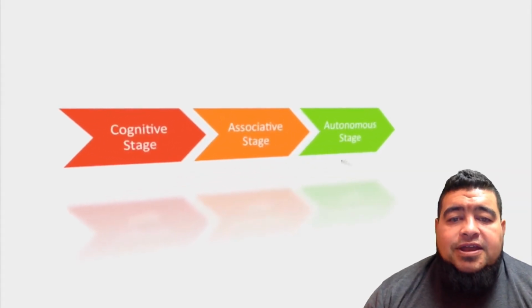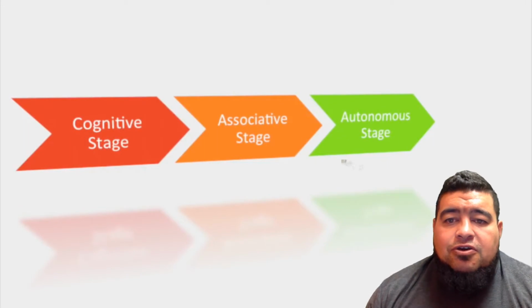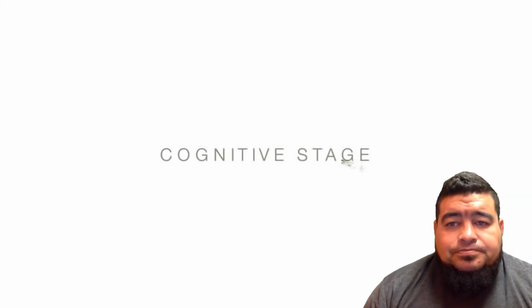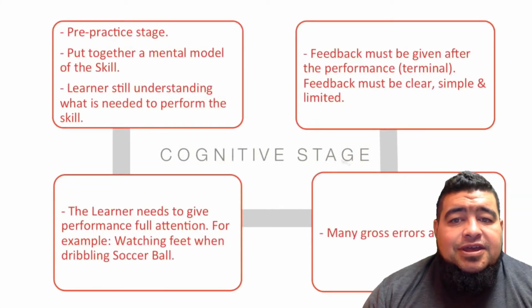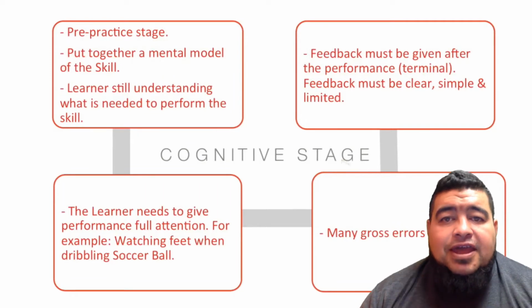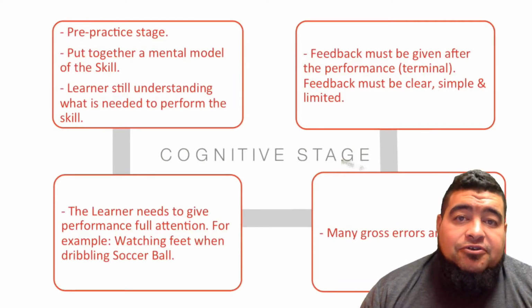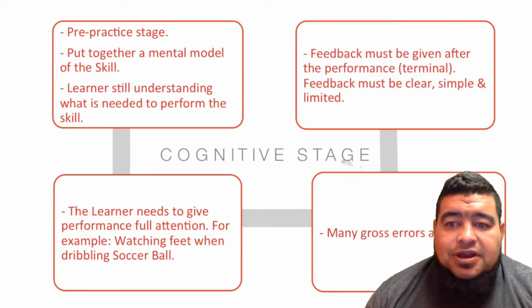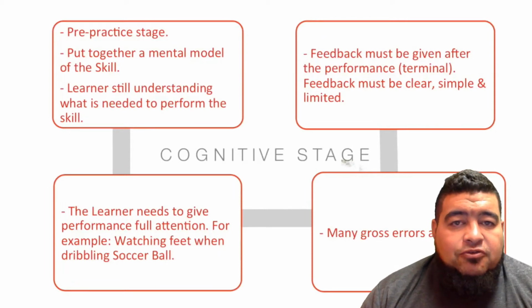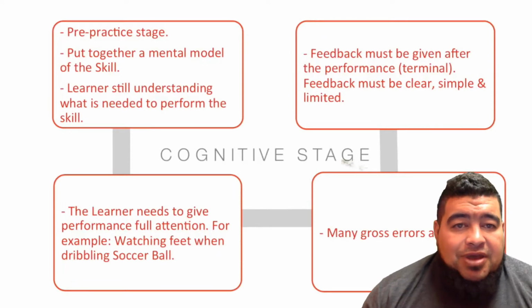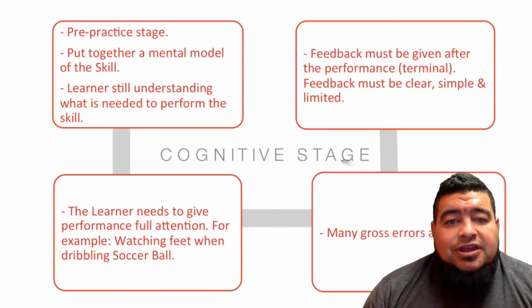So a little bit of a breakdown, just as a little reminder. The cognitive phase is the pre-practice phase. You need to understand what you need to do because you've got no idea. So you need a coach, you need a video, you need a teacher, you need to give the performance your full attention. You make big massive errors and you need to get feedback at the end of each performance.